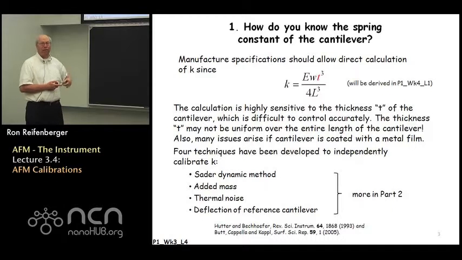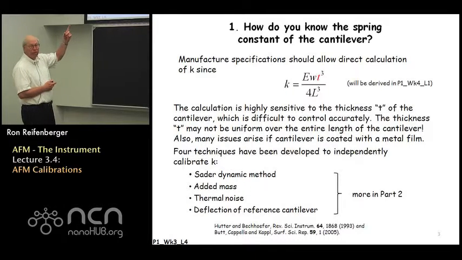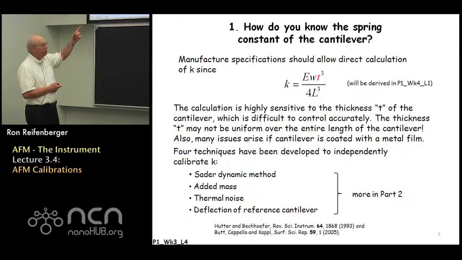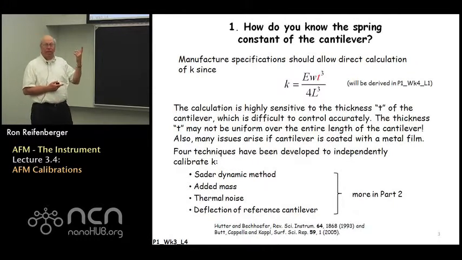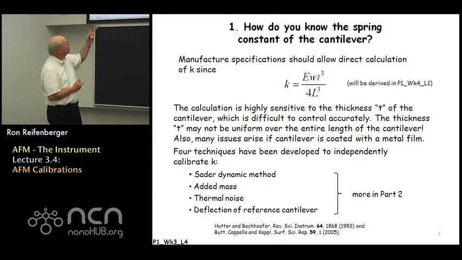It involves the elastic modulus E of the material from which the cantilever is made, and then there are parameters that describe the dimensions of the cantilever, the width, the thickness, and the length. Now, we'll derive this equation in week 4 of the course. Right now, we're just stating it. But the problem is that if you try to evaluate that expression for any typical cantilever, you'll find that the T cubed term, the thickness cubed term, dominates.